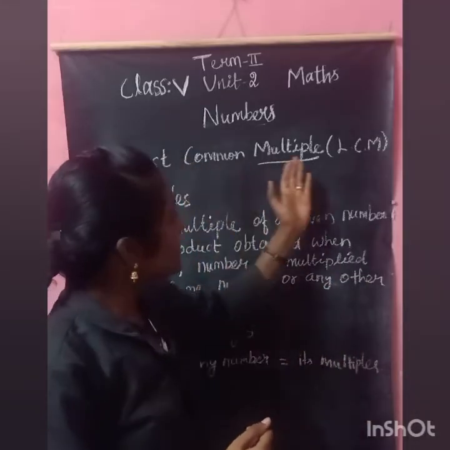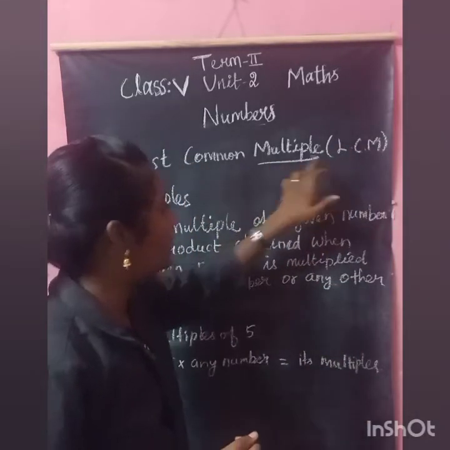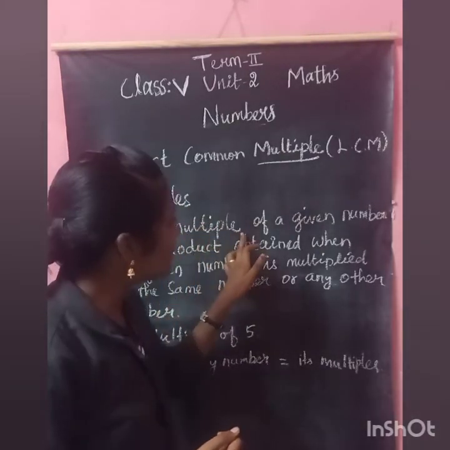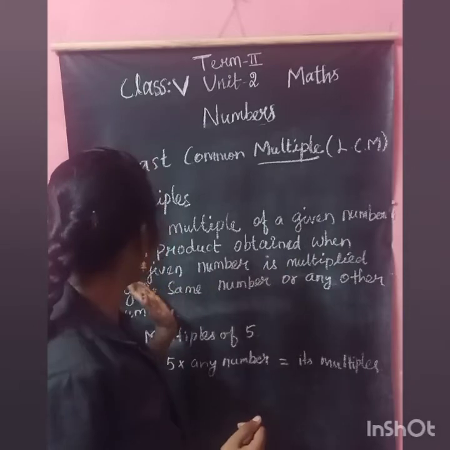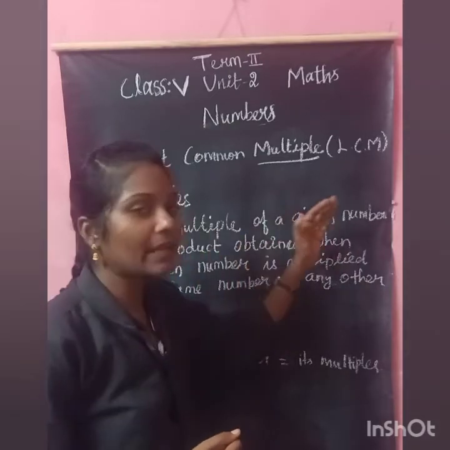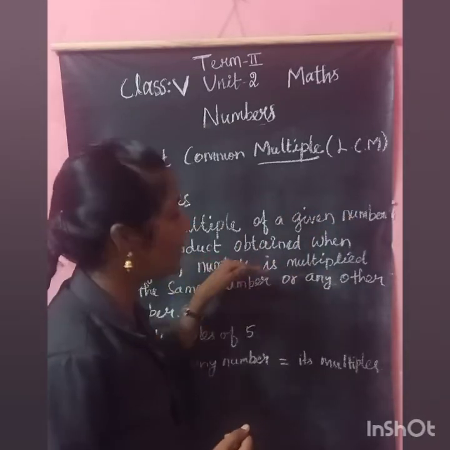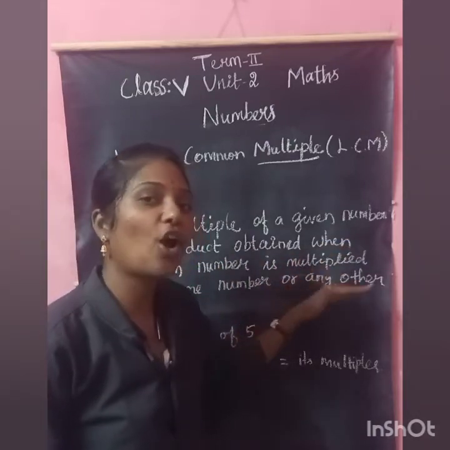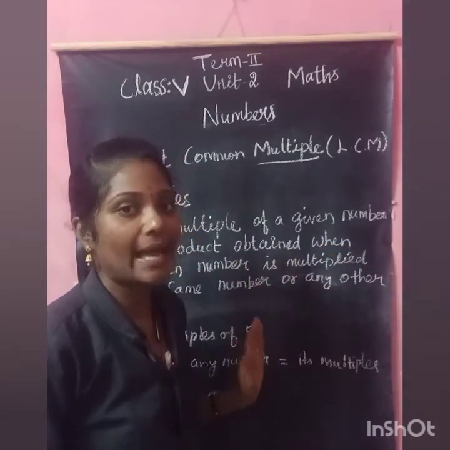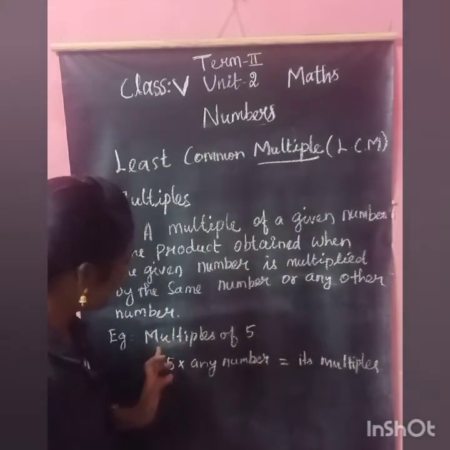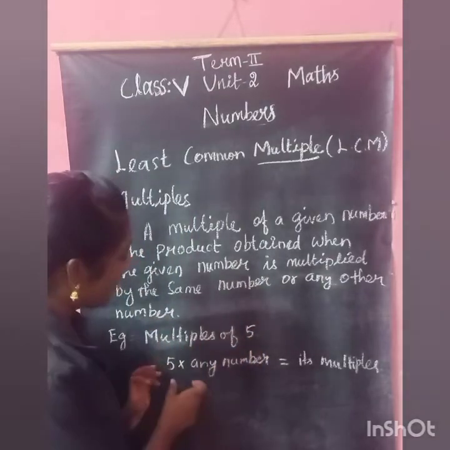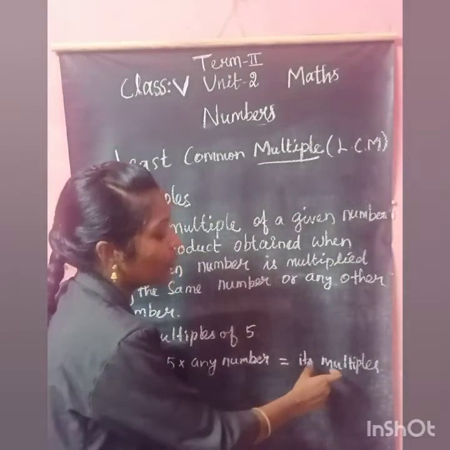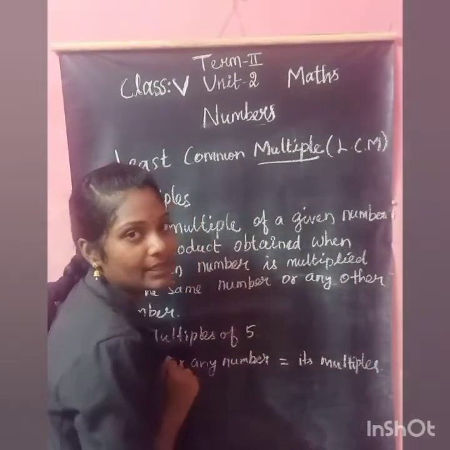Next, least common multiple. First, the definition of multiple. A multiple of a given number is the product obtained when the given number is multiplied by any number. For example, say, children, multiples of 5. So 5 into any number, we get its multiples.